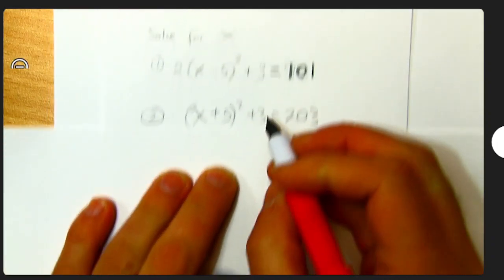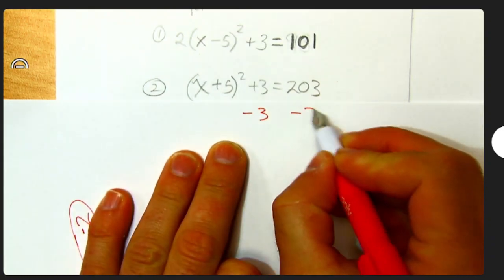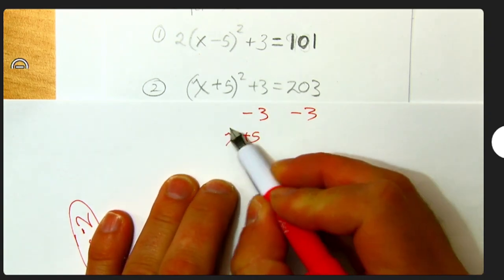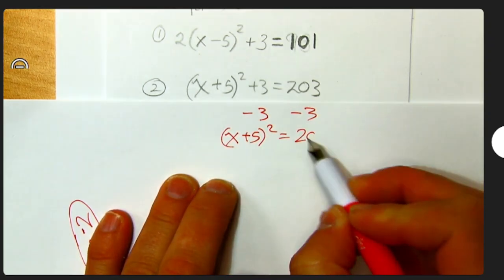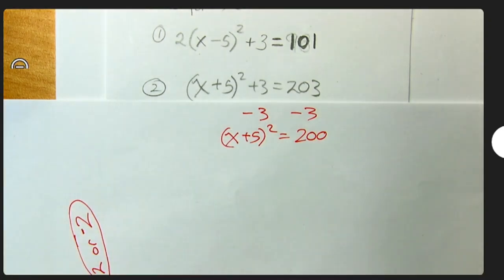For the next one, we will again start doing regular algebra. Last operation first. Take off the 3. And then graciously, I didn't have a multiplier this time, so we'll go straight for the square root.